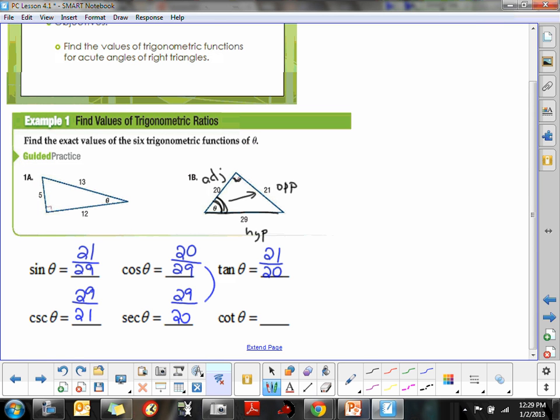And we can see that they're reciprocals. And the cotangent is always the adjacent side, which is 20, divided by the opposite side, which is 21. Also the reciprocal of tangent. So that's just a quick introductory section on using your trig definitions.